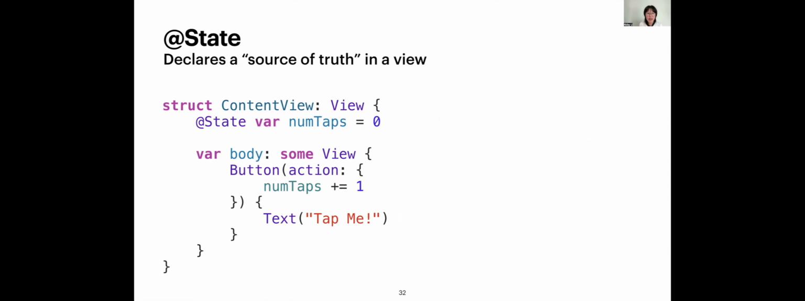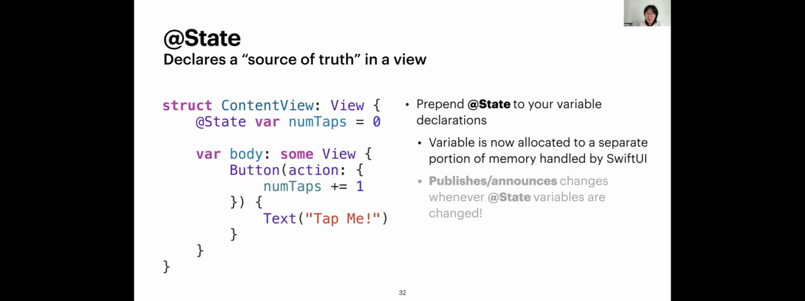So the solution is the @State property wrapper. When you put @State in front of a variable declaration, you're telling SwiftUI, hey, I need this variable to be mutable. I want you to manage its storage. What happens behind the scenes is that SwiftUI moves that variable storage out of the struct and into a separate location that SwiftUI controls.